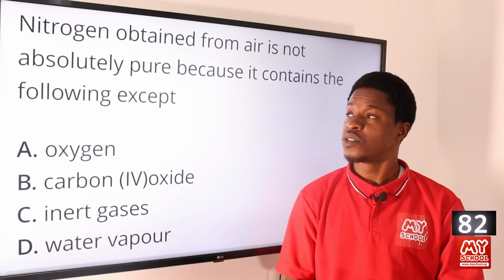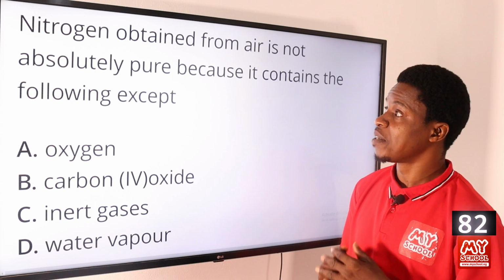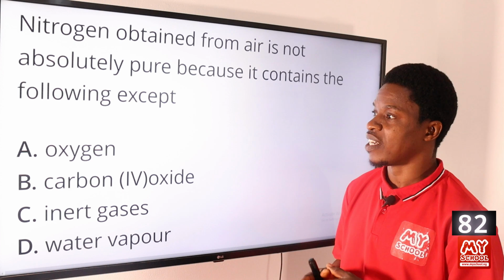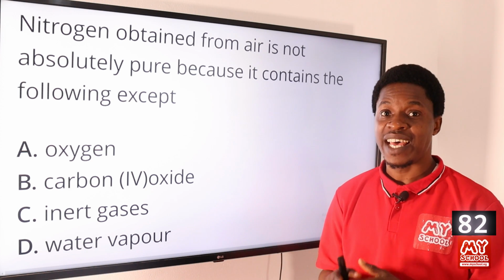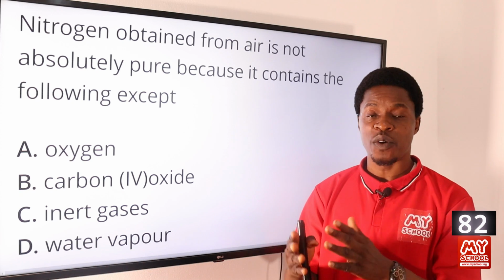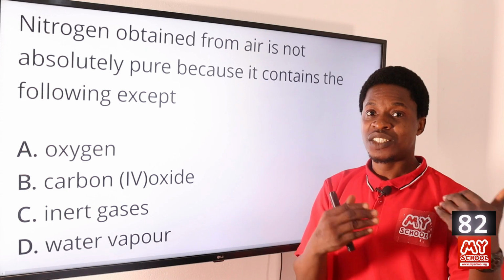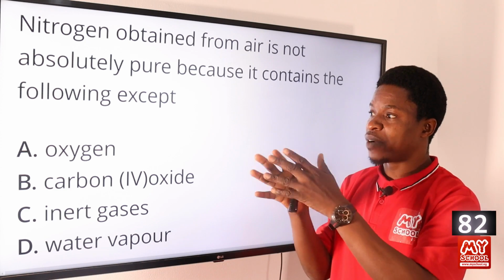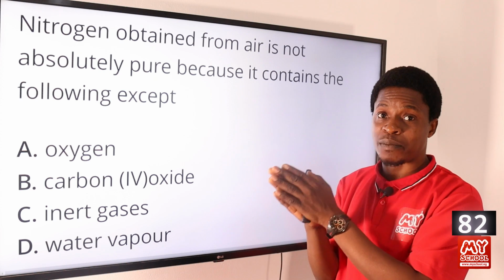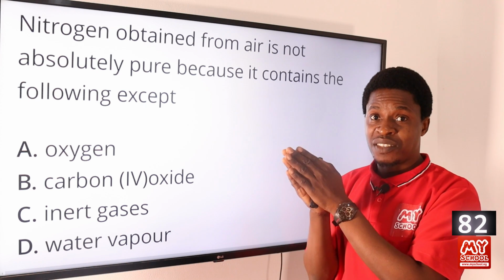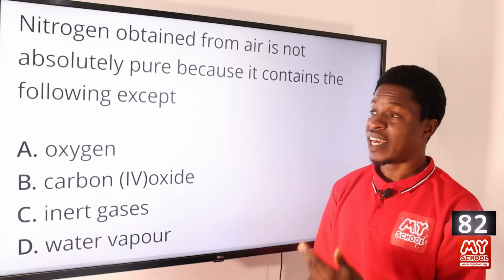Now question 82. Nitrogen obtained from air is not absolutely pure because it contains the following, except: nitrogen obtained from air. Don't forget that air, like we defined, is a mixture of gases. So because it is a mixture, it is impure, okay? So we can separate each of the components of those gases by fractional distillation, where we talk about fractional distillation of air, liquefying the air, okay?